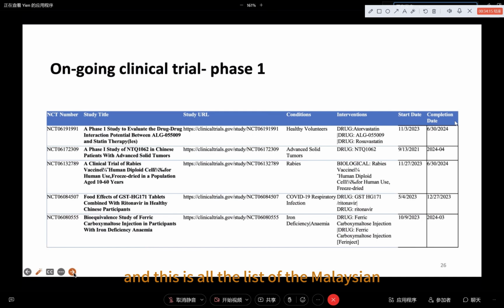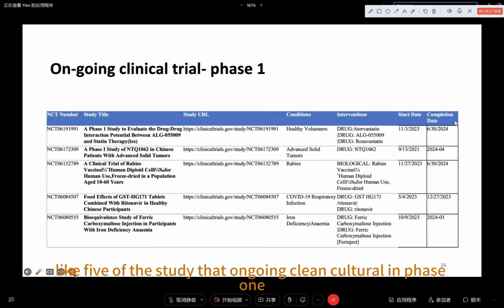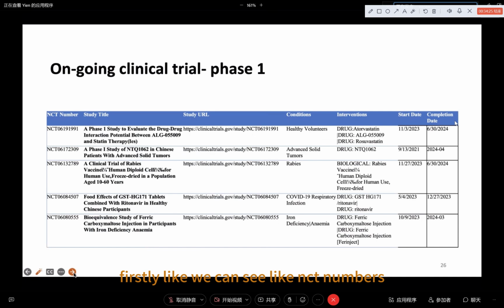This is the list of the Malaysian clinical trials in phase 1. Here I presented 5 of the ongoing phase 1 clinical trials. Firstly, we can see the NCT numbers, the ID numbers of each study. As Dr. Tahi mentioned, each study has to be submitted and approved by the FDA agency.